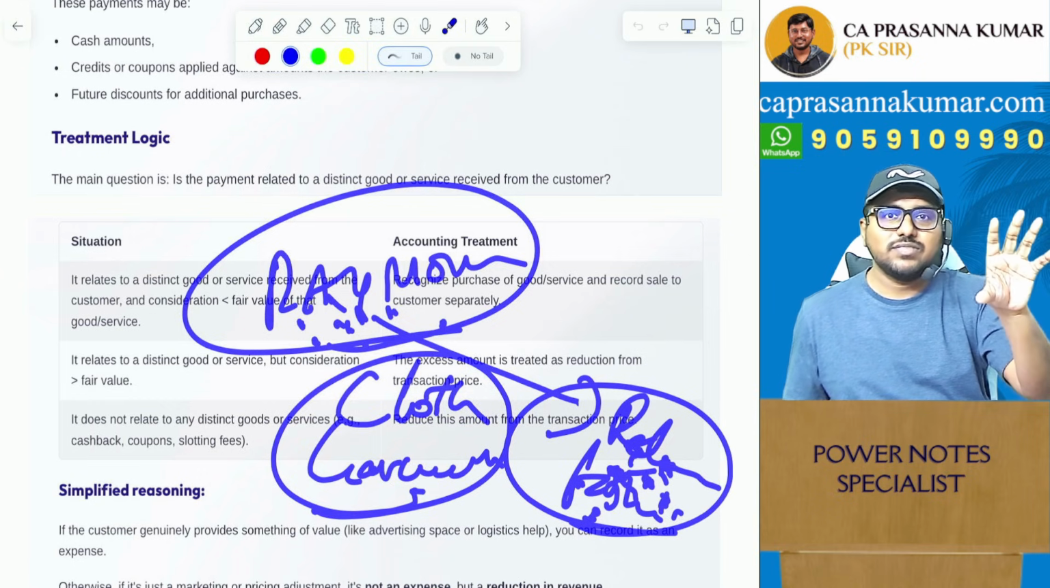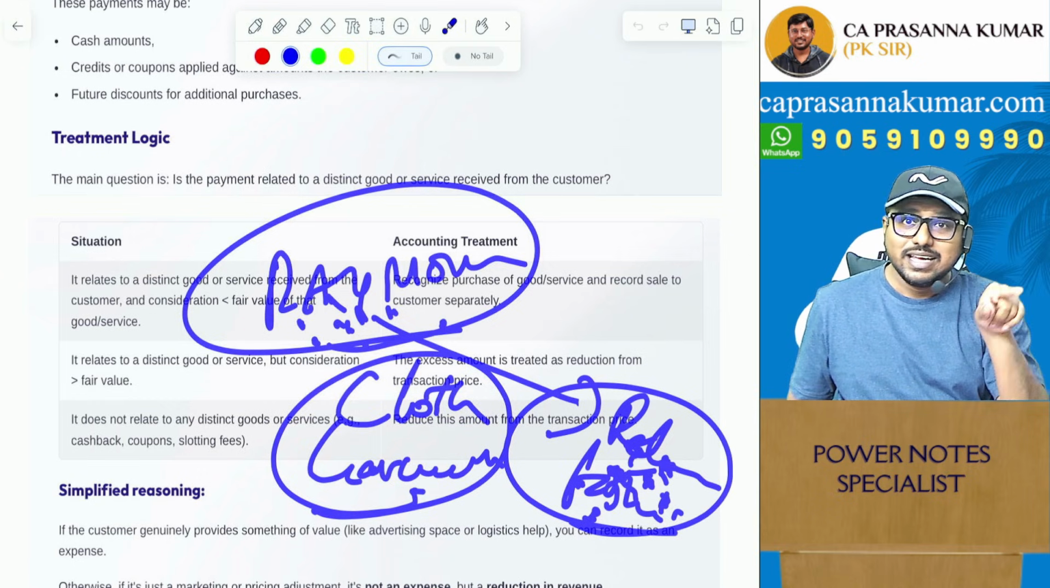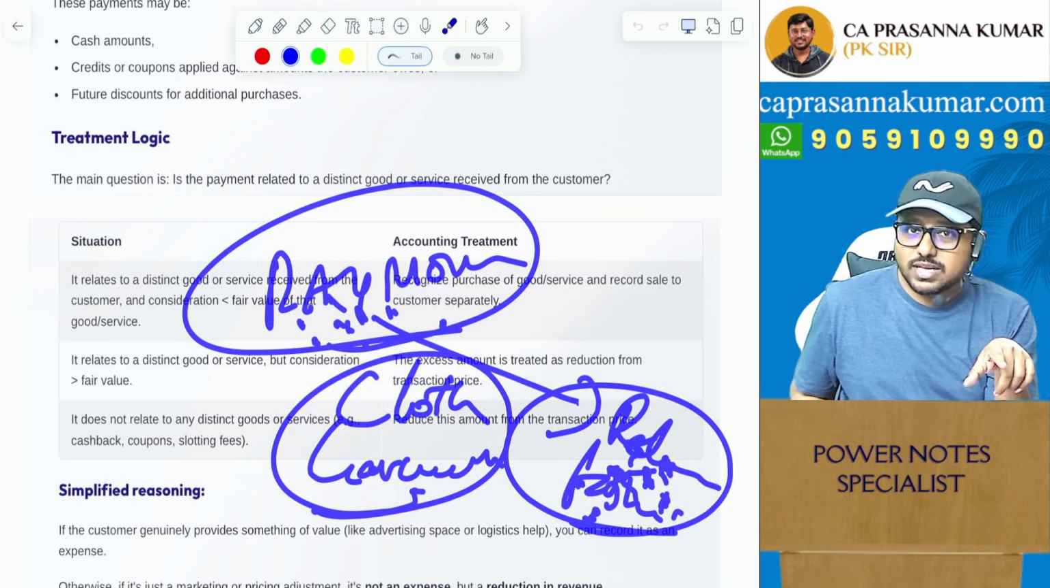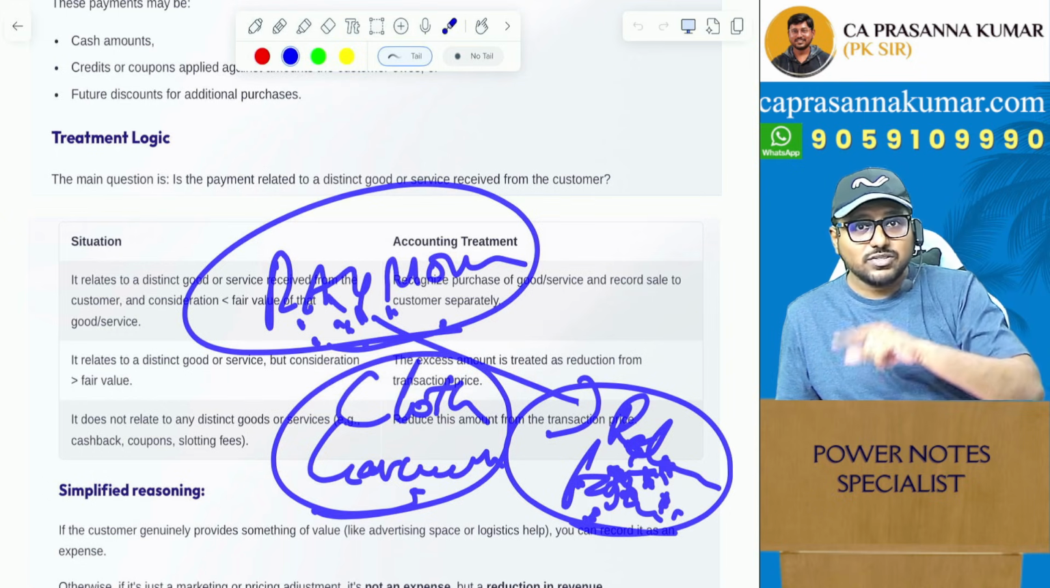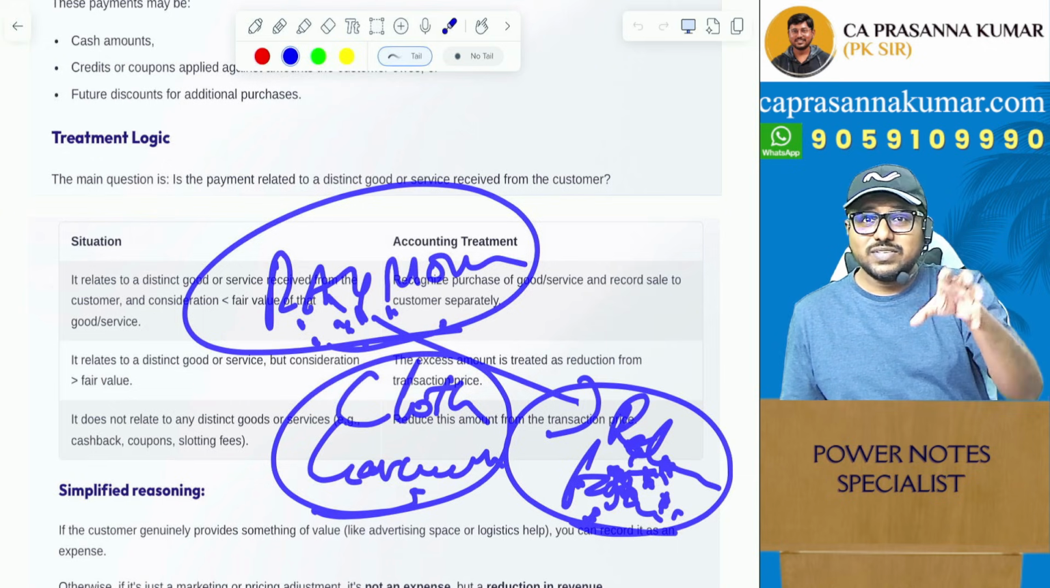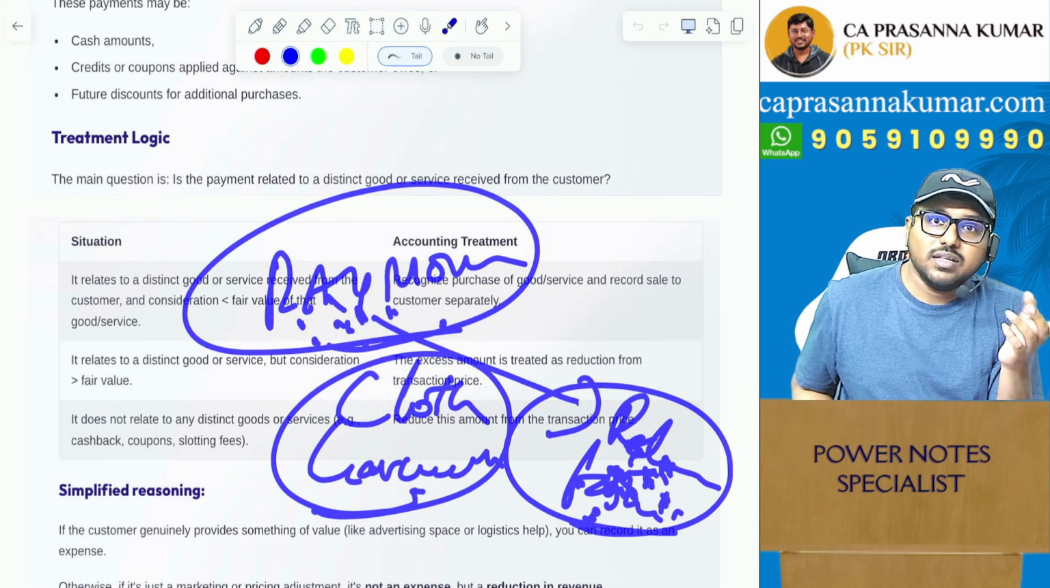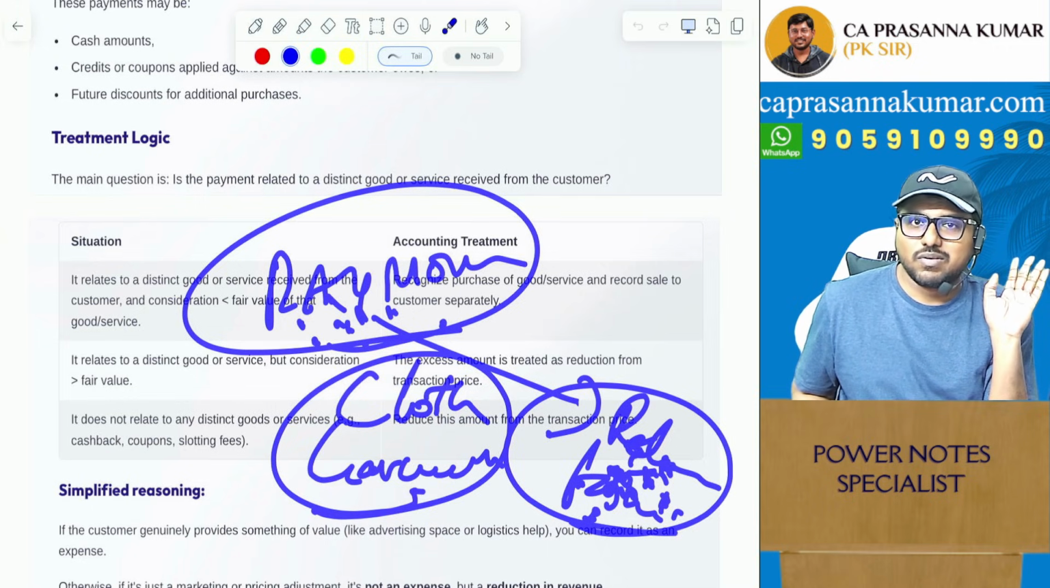Suppose, same example, same scenario, Raymond is asking Reliance to place a separate LED TV and then advertise Raymond products, Raymond garments inside the Reliance Fashion Mart. Now here what's happening, the customer, who is Reliance, is providing special service, distinct service, which we call it as advertising services to Raymond. In this case, you have to treat it as a separate contract as such.